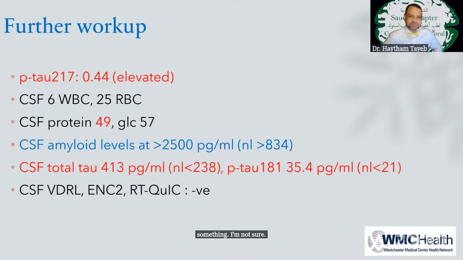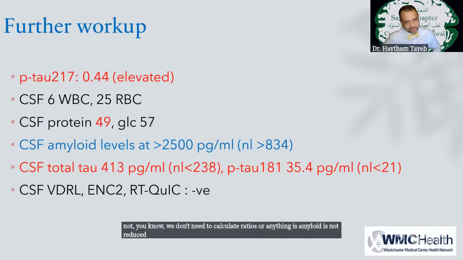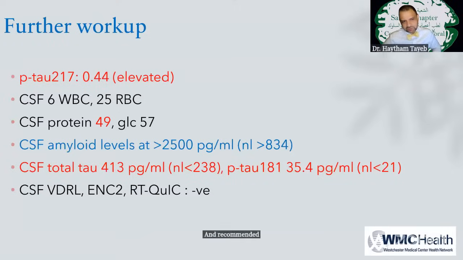His total tau was elevated, and p-tau 181 is elevated, but his amyloid levels are high. And this was read by the lab as not, we don't need to calculate ratios or anything. His amyloid is not reduced, and they recommended a repeat at some point in the future, potentially a situation of early neurodegenerative disease. To me, it looked like it was a tauopathy. And we looked for CJD and autoimmune encephalitides and syphilis, and it was all negative.